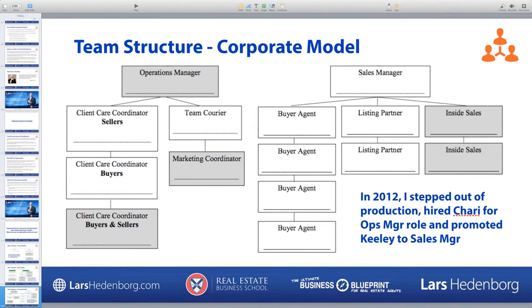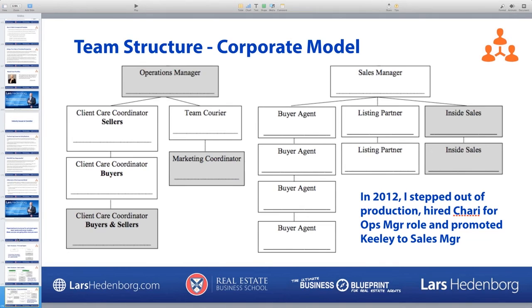So this is where I am currently. Keely is my sales manager and Cherie is my operations manager. Under Cherie, we have a seller client care person and a buyer client care person. We don't have an on-staff courier, or even an on-staff photographer anymore. So there's basically a couple people under the gray box on the left side there on the bottom side. We have a part-time person here that helps out with operations.